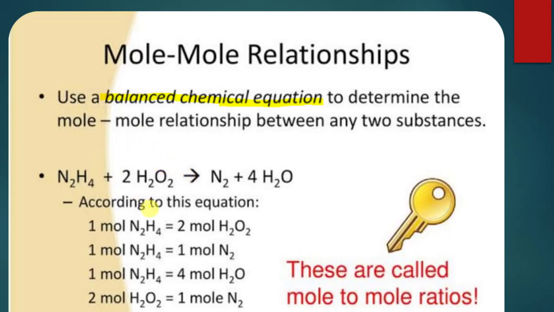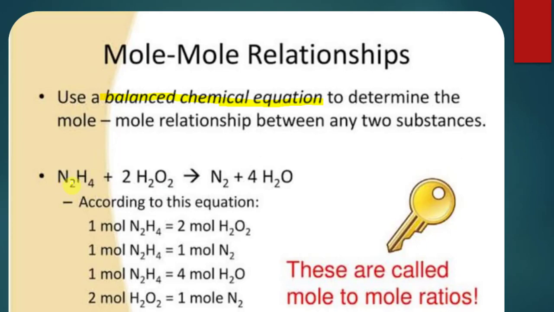Now from this balanced chemical equation, once again I will explain to you. Listen properly. What is the equation? N2H4 plus H2O2 combined to form N2 and H2O. Now next we have to balance it. Now you see here, is it balanced or not?